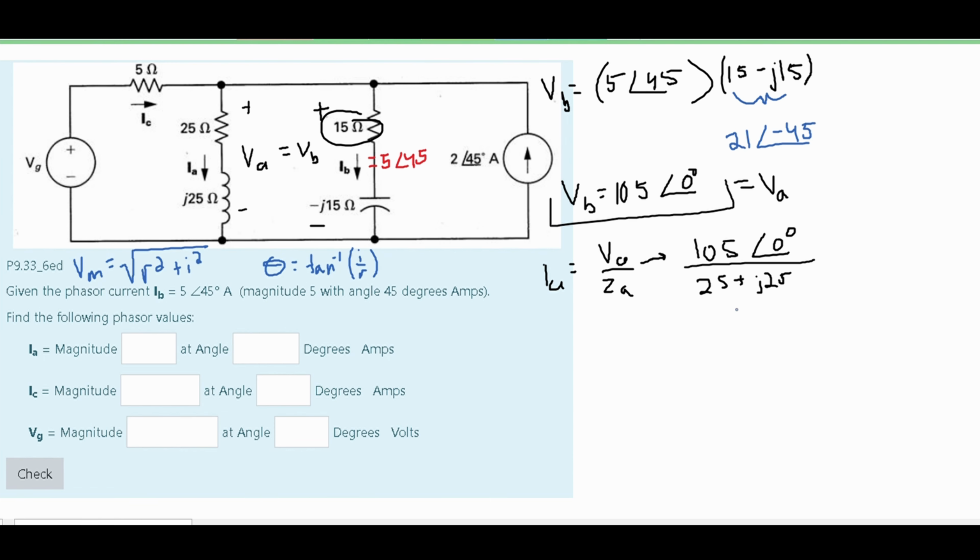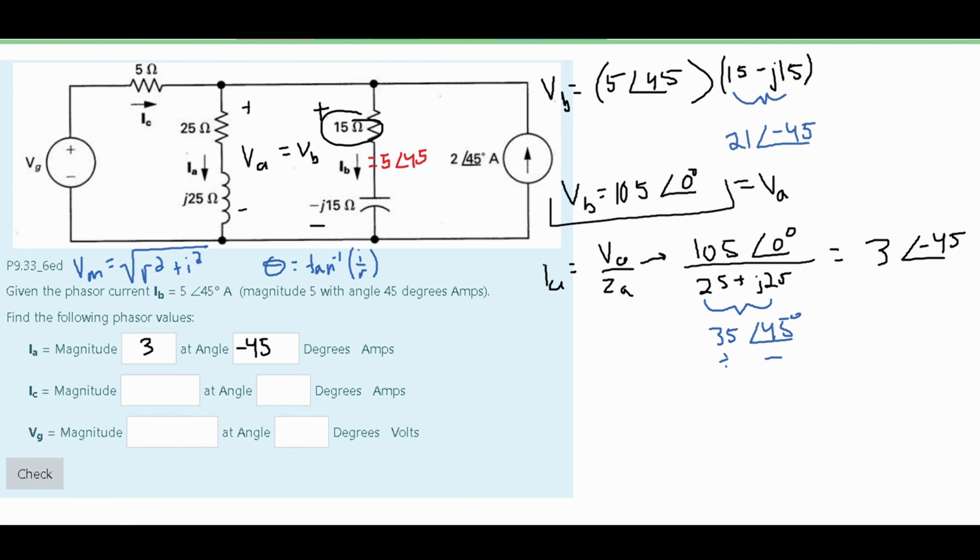And if we do this, we're going to get that our denominator is equal to approximately 35 with an angle of 45 degrees. Now remember, we are dividing the numbers and then we are subtracting the denominator's angle from the numerator's. So we will have 105 divided by 35, and this will give us approximately 3, and our angle subtracted will give us an approximate -45. So for I of A, we're going to have 3 as our magnitude and an angle of -45 degrees.